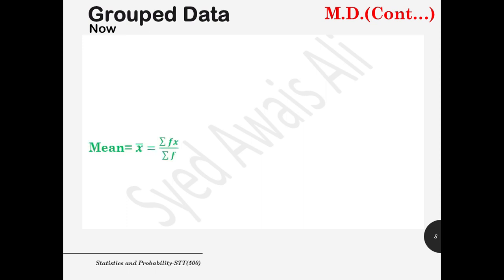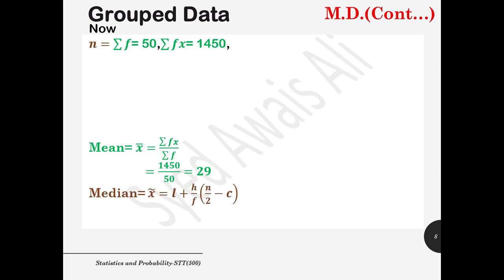First we have to find the mean, that is x bar is equal to summation fx divided by summation f. So the value of summation f is 50, summation fx is 1450, as we have discussed in our previous slide how you will find it. So putting all the values, we will find the mean as 29. So next we have median, x approx is equal to L plus h over f times n by 2 minus c. So first we have to find n by 2.